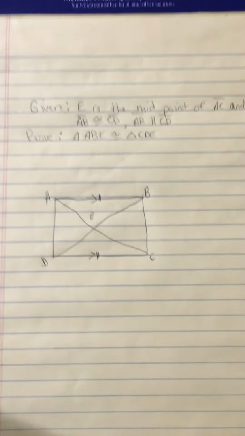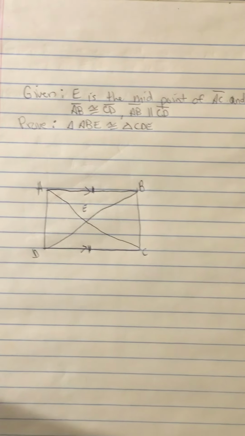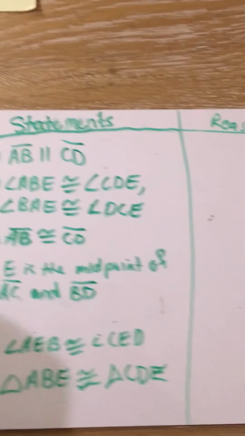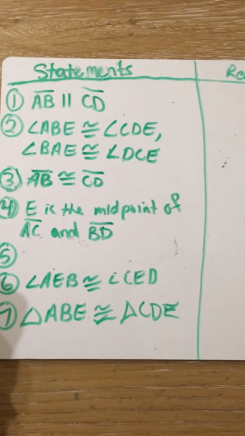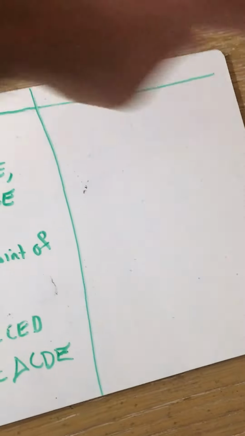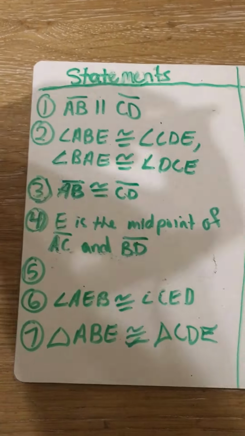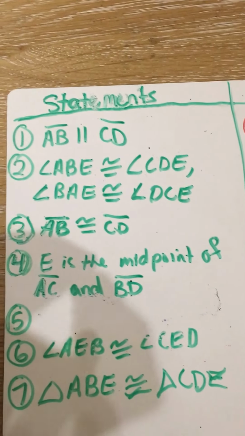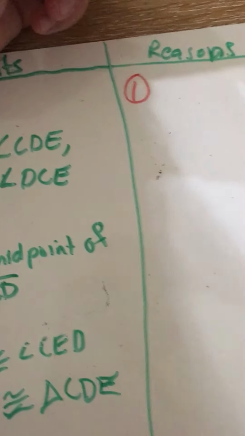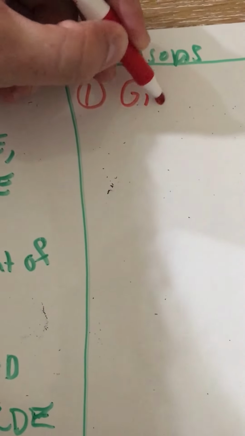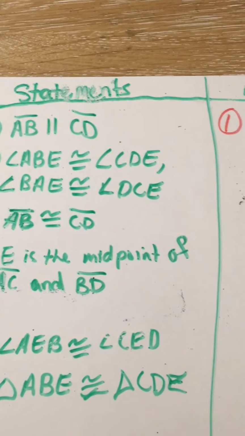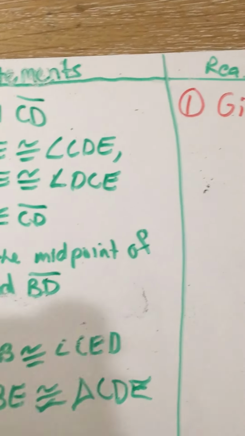Okay, so if you're looking at your book at page 242, number 11, you can follow along, and it gives you our two-column proof. We have our statements over here, our reasons we're going to fill in. So the first thing it says, number 1, AB is parallel to CD. If you look over in your givens, that is one of the things that you're given. You're given that AB is parallel to CD, and we actually already drew that.